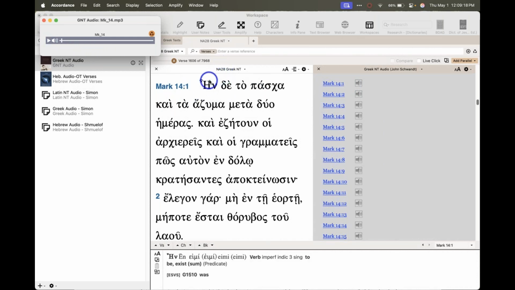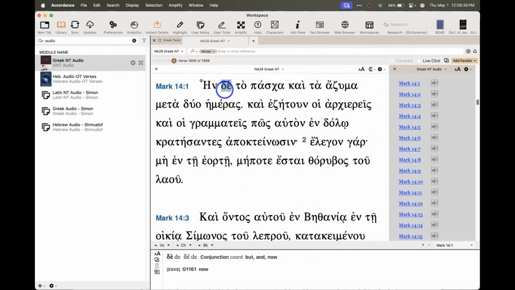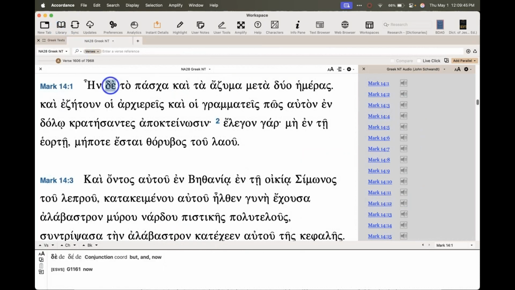All right, so let's unpack that. We begin with ἦν, which is an imperfect indicative third person singular. It's from εἰμί, and if you didn't remember that, you've got the instant details just by hovering over and seeing in the instant details what the parsing is. So we've got a singular verb, and then we have what's called the post-positive δέ. Post-positive just meaning that it comes in second position.